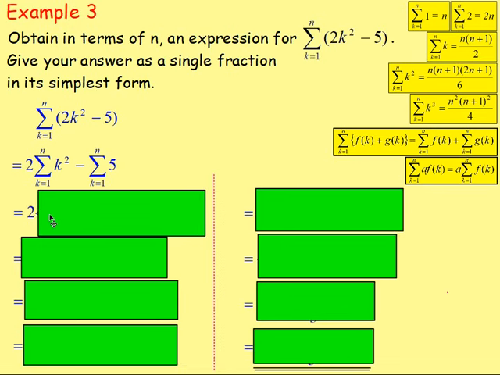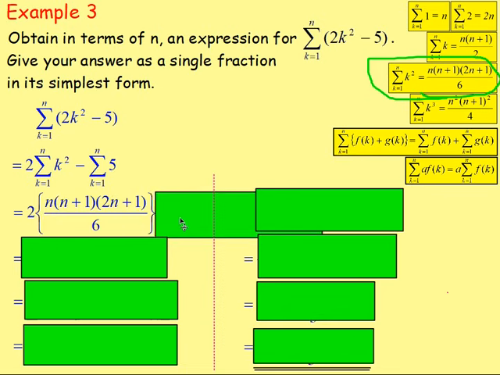So the 2 is just going to stay as it is. The sum of k squared going from k equals 1 up to n is given on your formula sheet. You don't replace n, you just keep it as n. So that'll be n plus 1, 2n plus 1 all over 6. It's going to be taken away. If you've got 5 n times, the sum of 5 going from k equals 1 up to n will just be 5n.